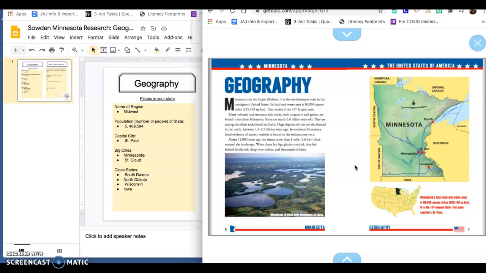Many volcanic and metamorphic rocks, such as granite and igneous, are found in northern Minnesota. Some are nearly 3.6 billion years old. They are among the oldest rocks found on Earth. Huge deposits of ore also formed in the north between 1.6 and 2.5 billion years ago. In southern Minnesota, fossil evidence of ancient seabeds is found in sedimentary rock.